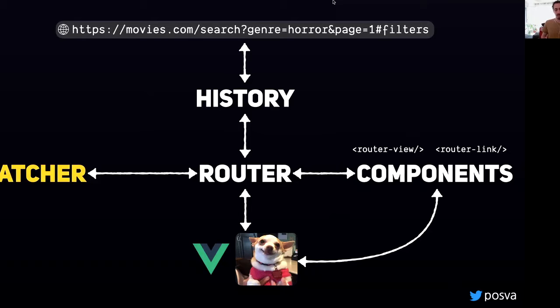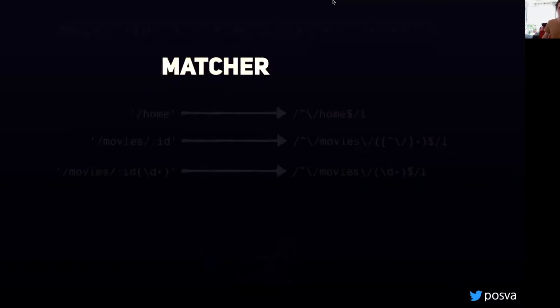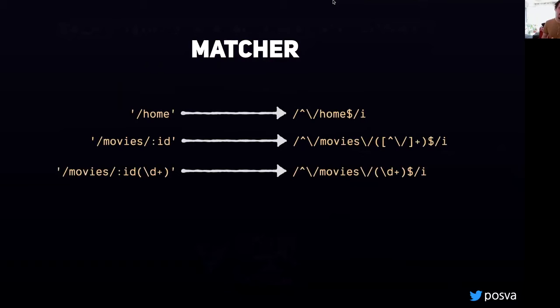It's not inside of the router, it's really a part that is completely separate, that can be used without the router itself, and it's pretty cool. So what it does is transforming every single string, so everything you pass to path in the routes array, it's able to transform it to a regular expression, as you can see on the right.